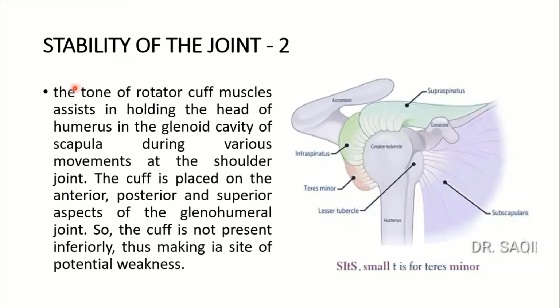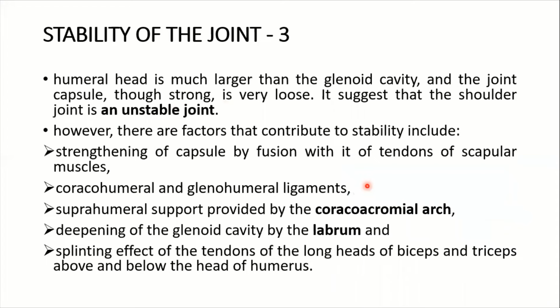So stability continues. These are the rotator cuff muscles. The tone of the rotator cuff muscles assists in holding the head of the humerus in the glenoid cavity of the scapula during various movements at the shoulder joint. The cuff is placed on the anterior, posterior, and superior aspects of the glenohumeral joint. So the cuff is not present inferiorly, thus making it a site of potential weakness. I've mentioned this point many times.